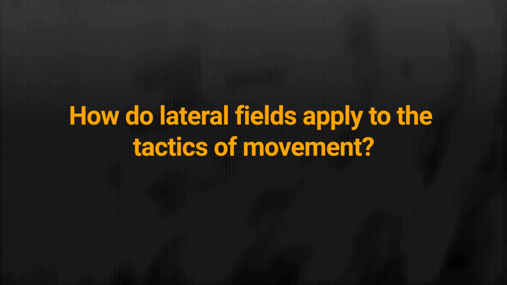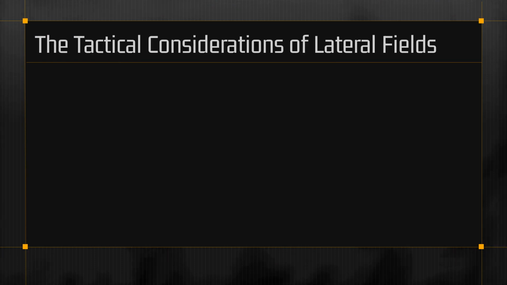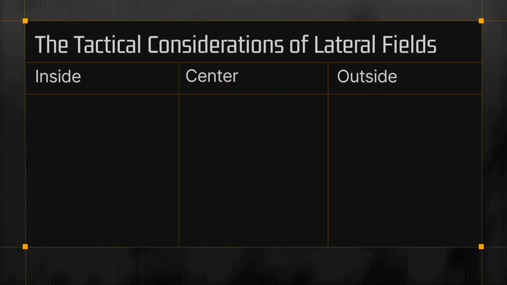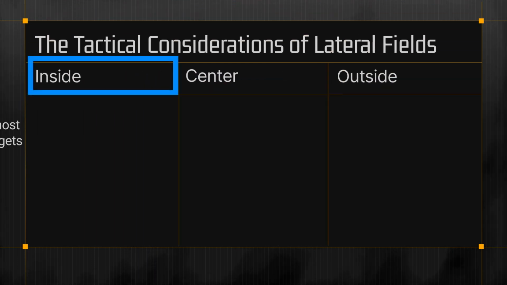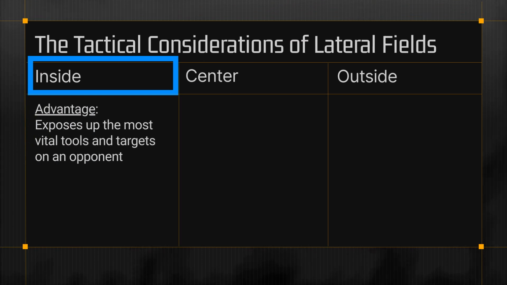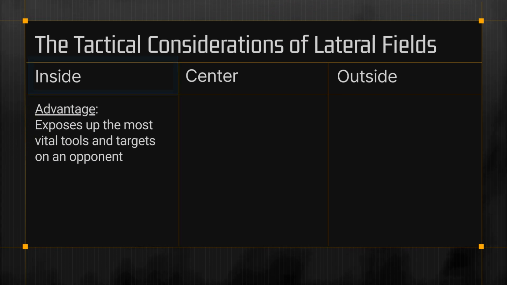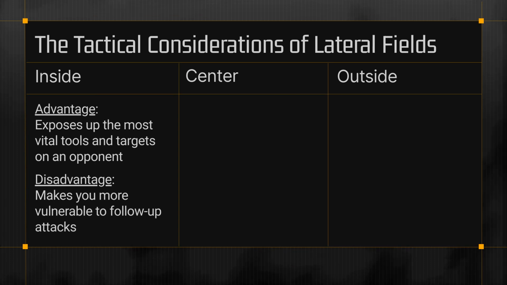How do lateral fields apply to the tactics of movement? The tactical considerations of lateral fields. The inside advantage is that it exposes the most vital tools and targets on an opponent. This can be better for when you are attacking. The disadvantage is that it makes you more vulnerable to follow-up attacks since there are more tools that can be used against you. This makes the inside weaker on defense. Scott Gehring demonstrates.